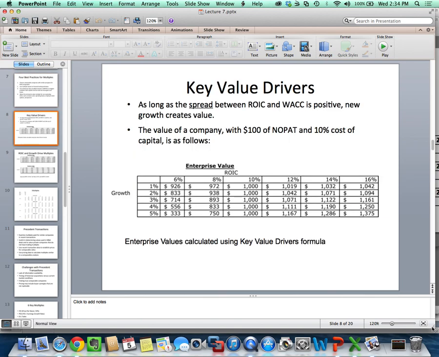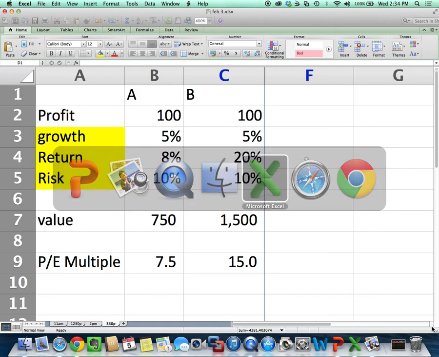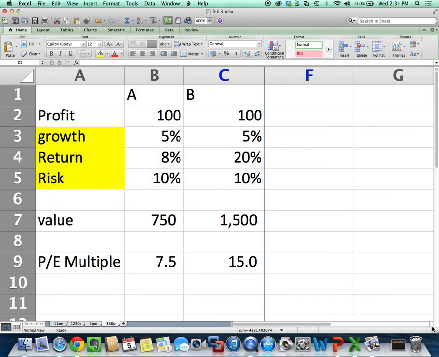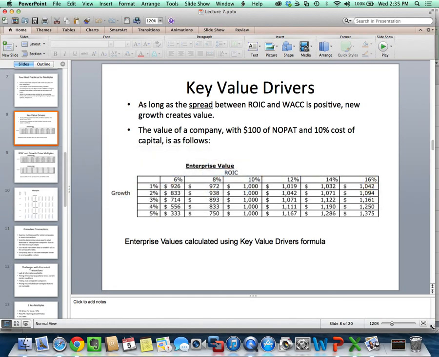So multiples, where did they come from? If you remember, a few weeks ago in class, we developed the key value driver formula. And we did a little simulation where we had this company A and company B, and we plugged in their numbers and essentially created the concept of a multiple. Well, this slide in the PowerPoint represents the output by changing some of the numbers in that key value driver model, as if we had used that Excel spreadsheet.